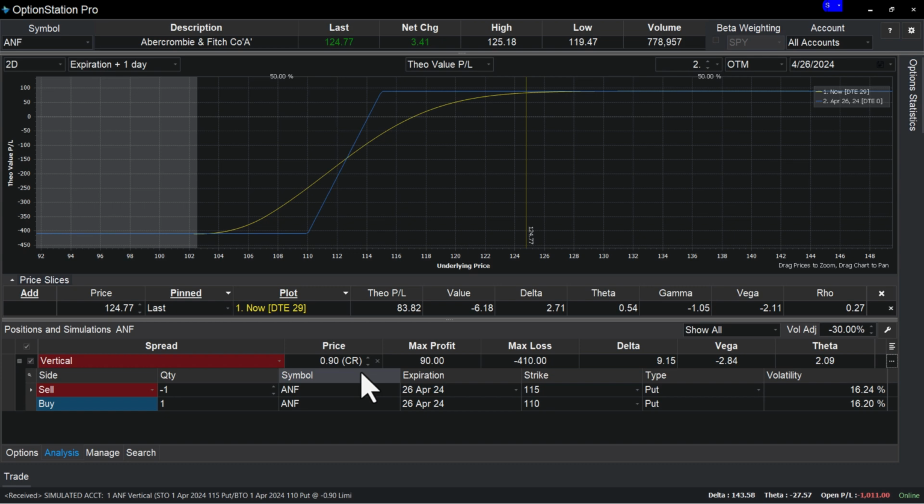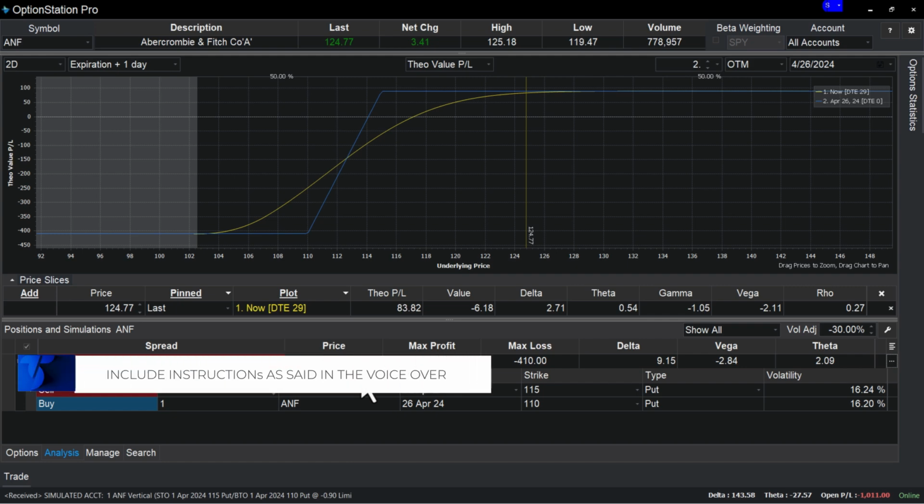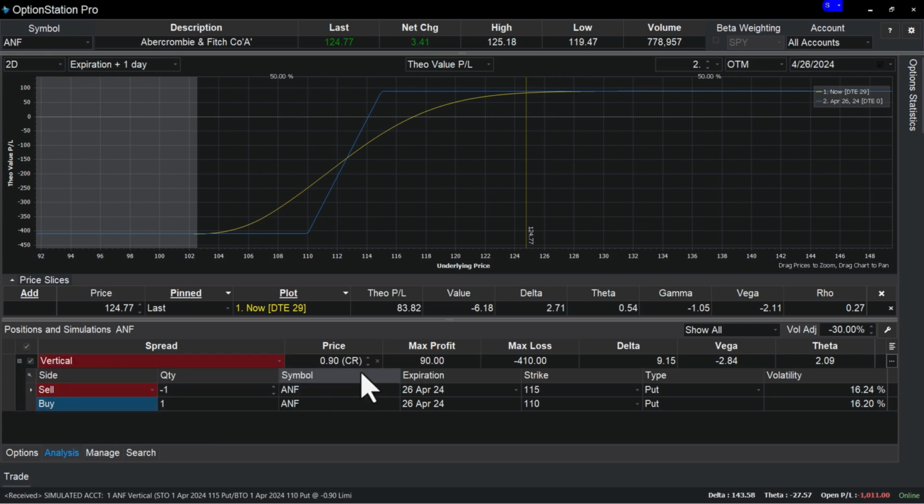Our maximum profit is $90, the total credit we collected. The maximum risk is $410, which is the difference between the strikes minus the premium collected. The break-even price is the short strike minus the premium, or $114.10. You may have noticed that the maximum risk of $410 is much greater than the maximum reward of $90.